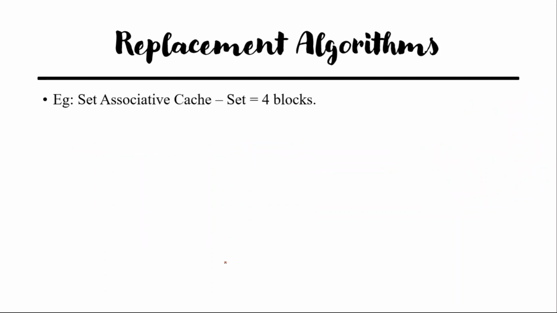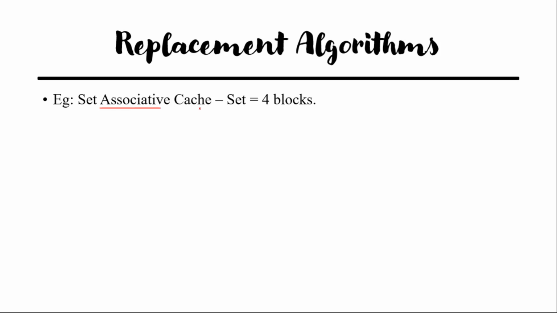So let us see how the LRU algorithm is going to work with set associative cache. We have already discussed that the replacement algorithm cannot work with direct mapping, because there is nothing to replace; it always maps to the same location or block of the cache. So let us see for set associative cache.